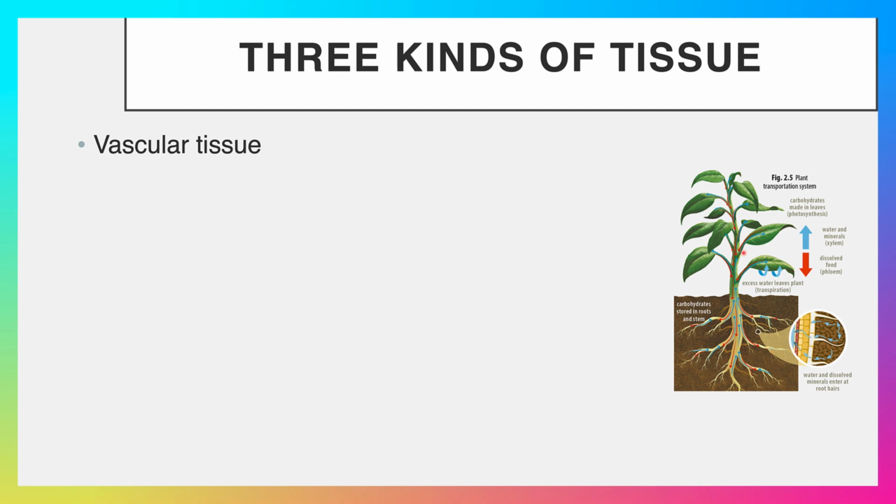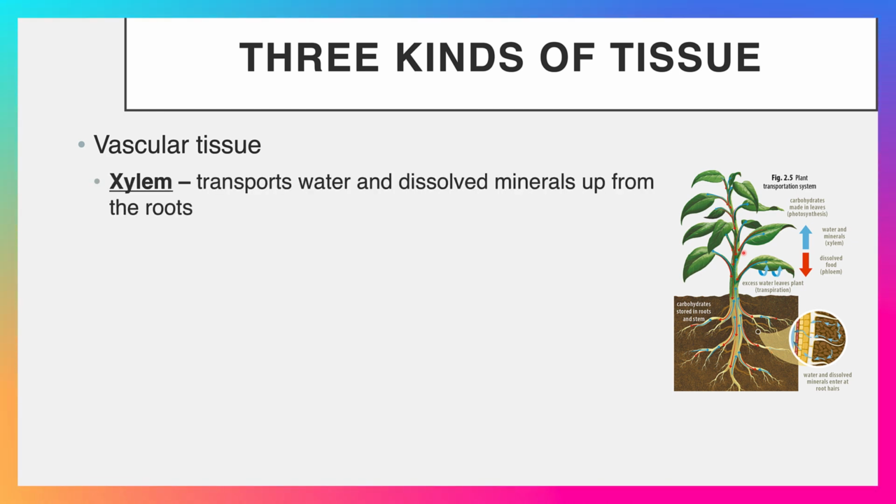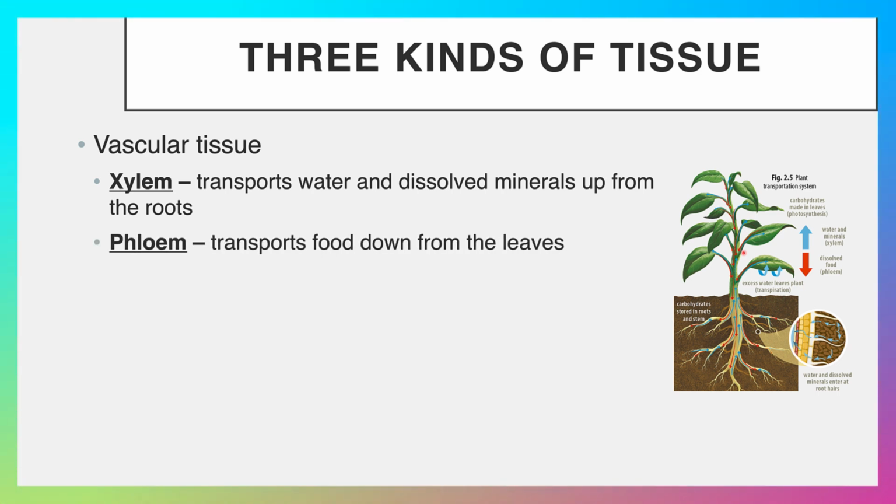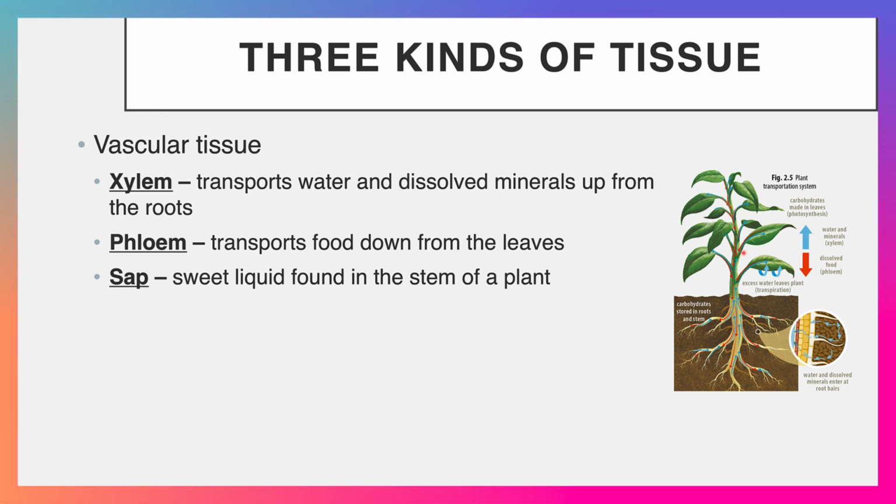The second kind of tissue is vascular tissue. There are essentially two kinds of vascular tissue. The xylem, which transports water and dissolved minerals up from the roots. And then the phloem, which transports food, principally glucose, down from the leaves where it is produced. If you cut the stem, you'll find sap. And sap is a sweet liquid found in the stem of a plant. The composition of this, if you just cut a stem, is generally a mixture of what is being transported by the xylem and what's being transported by the phloem.